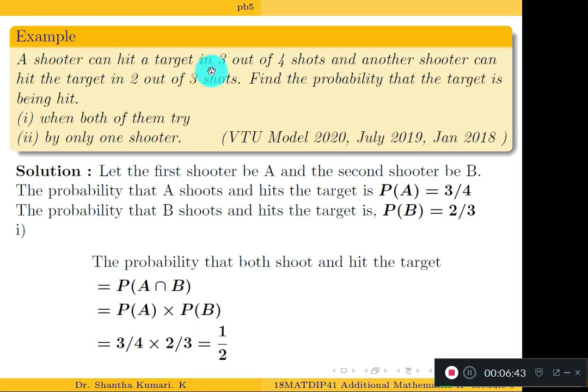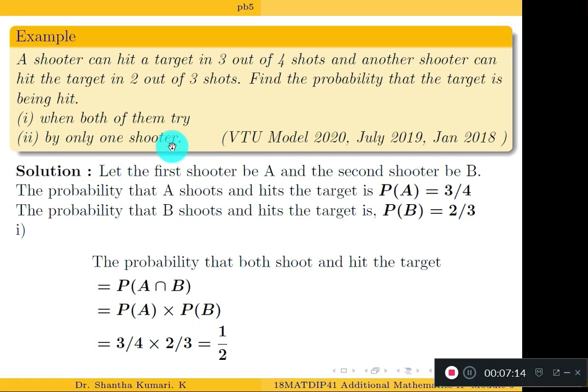A shooter can hit a target 3 out of 4 shots. 3 out of 4 shots means 3 by 4, 3 are favorable out of a total of 4. Another shooter can hit the target 2 out of 3 shots. Find the probability that the target is hit when both of them try, and when only one shooter hits. When both of them try, it means both of them hit the target. Only one hit means exactly one hits the target.